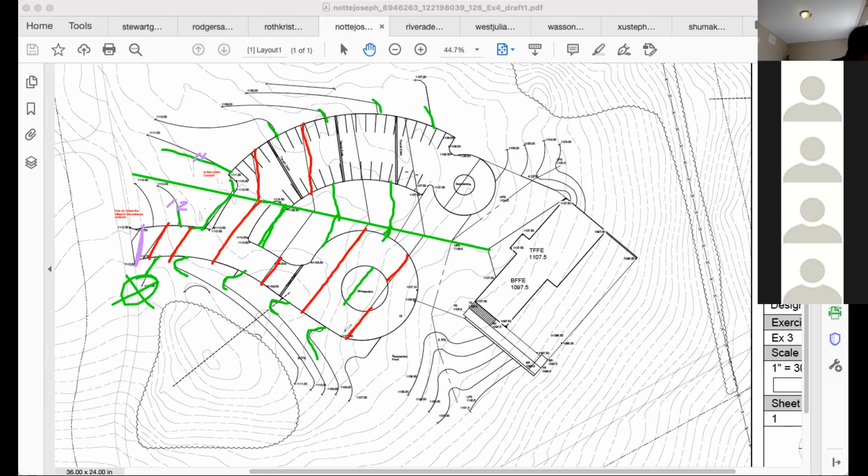I am trying to look for your original contours. Let me use a black one. So original contours are doing this. There's something going on here that's not right. Yeah, we're missing a contour up here, I think. So, your original contours are.